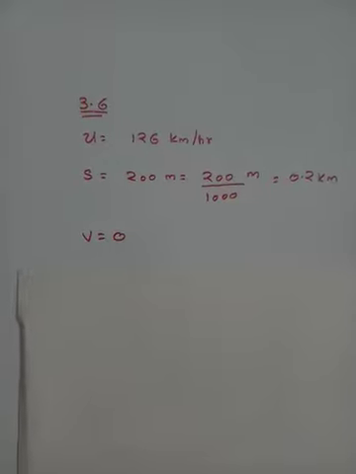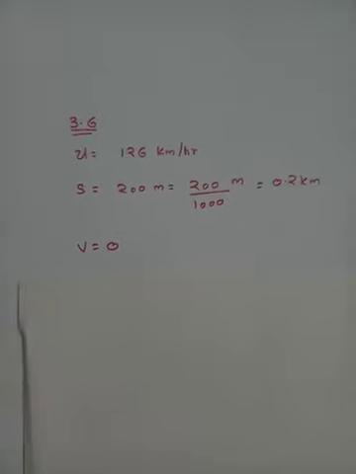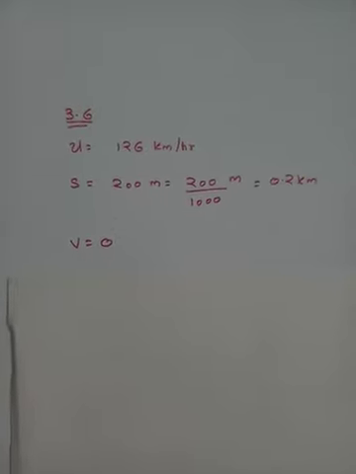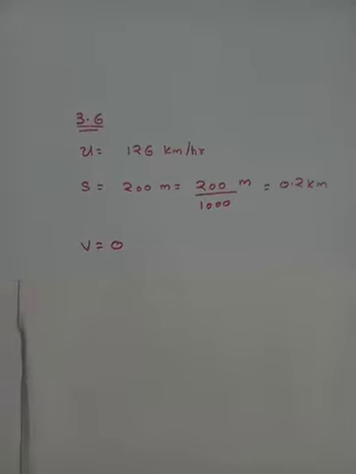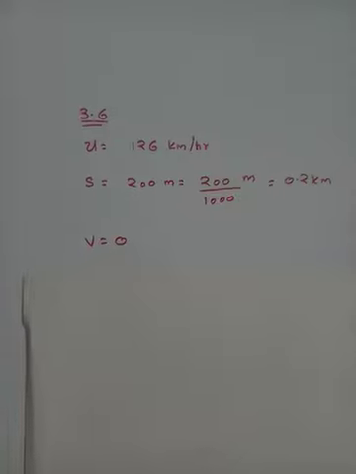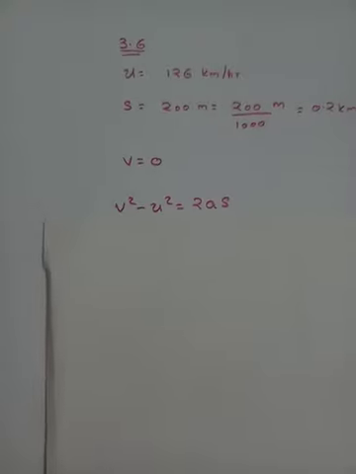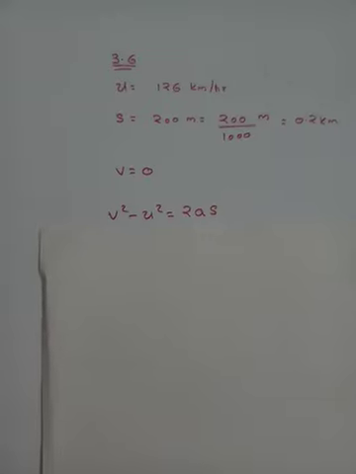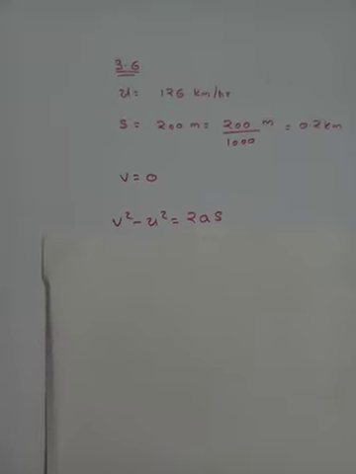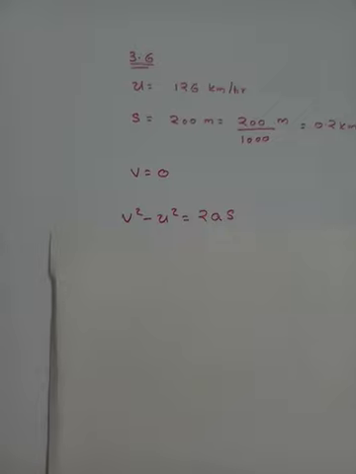Now you have to find which equation of motion is most suitable to solve the question. First we find the acceleration, and then we find the time. Search which equation will be most useful. v square minus u square equals 2as. Only this equation will give you the acceleration of the body. Now just put the values of v, u and s, and then find the value of a.